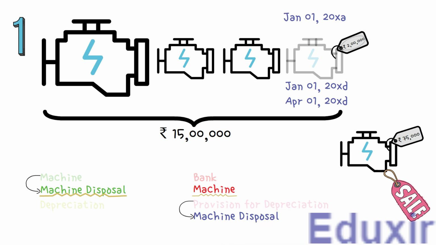When we post the depreciation to the provision for depreciation account, we post it on the credit side, right? So, when transferring the depreciation related amount from the provision for depreciation account to the machine disposal account, we should post it on the credit side of the machine disposal account. The corresponding debit entry would be in the provision for depreciation account.